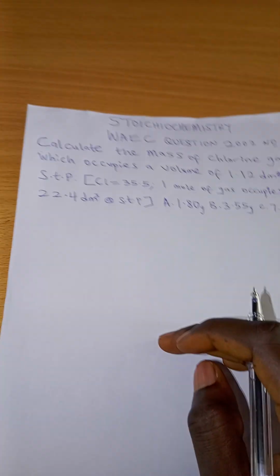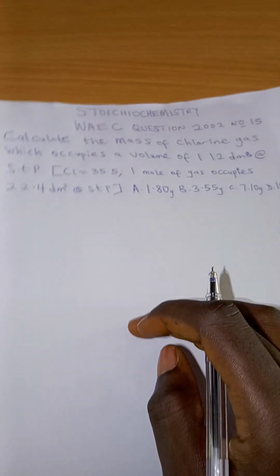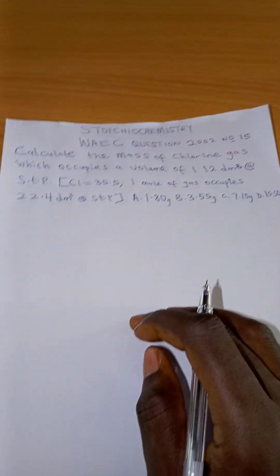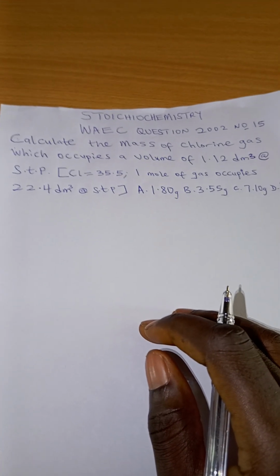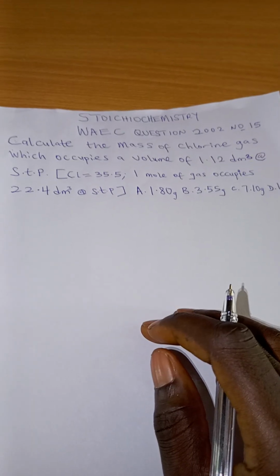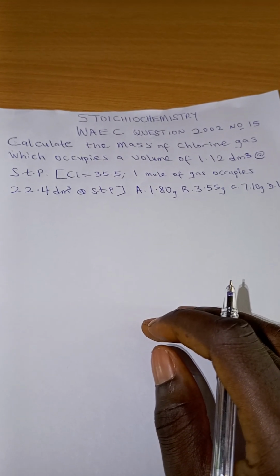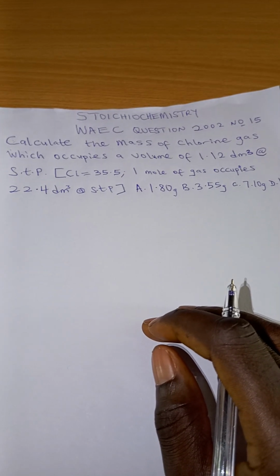Today we look at stoichiometry. So we're treating a past question, and the question here says: calculate the mass of chlorine gas which occupies a volume of 1.12 dm³ at STP.